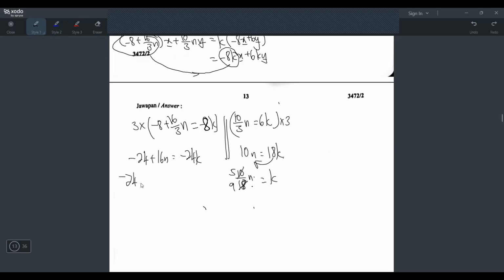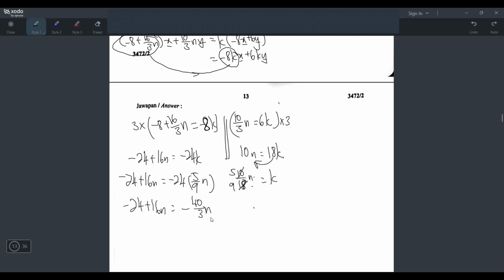So it becomes negative 24 plus 16n equals negative 24k. And then the k is 5 over 9. Don't forget the n. The n is very important. And now you can find your n here. Okay, it means I use the substitution method. Negative 24 plus 16n equals negative 24 times 5. Okay, what is 24 times 5? 120, but I have to divide by 9. So it's 40 over 3.